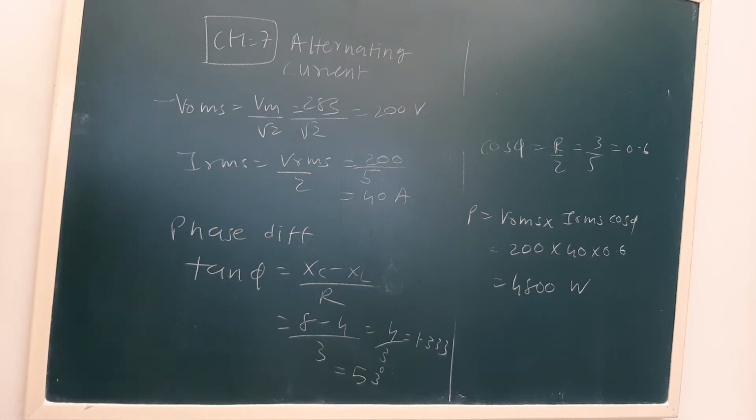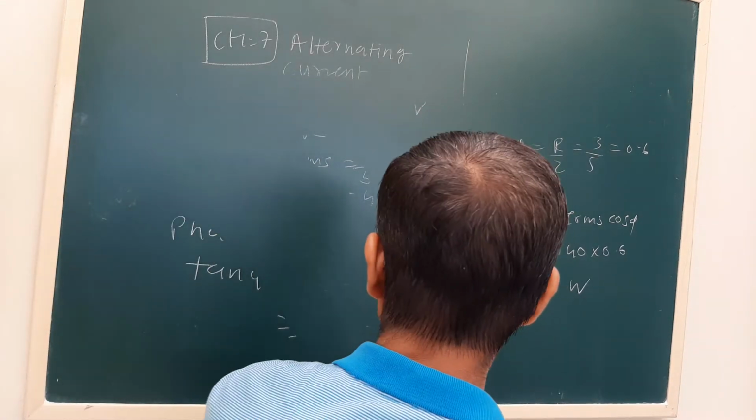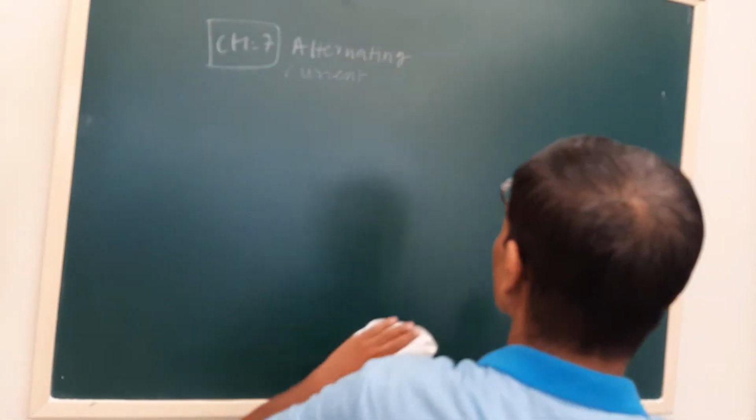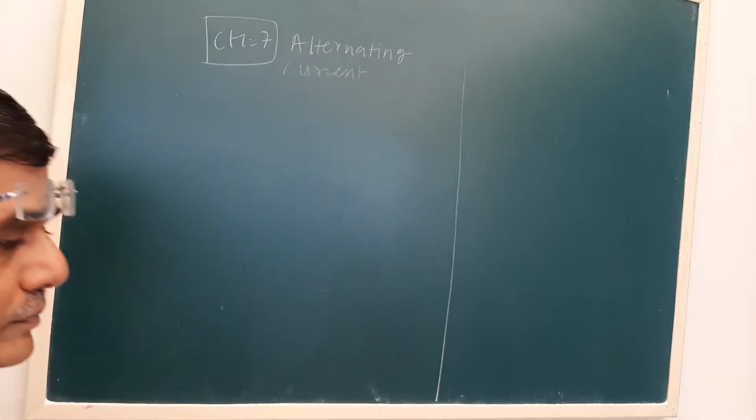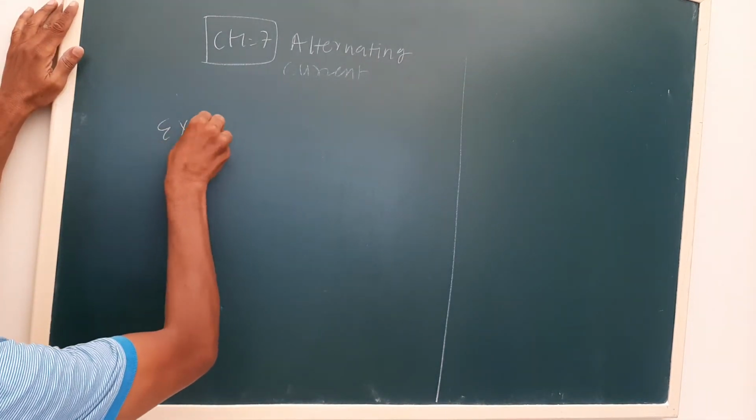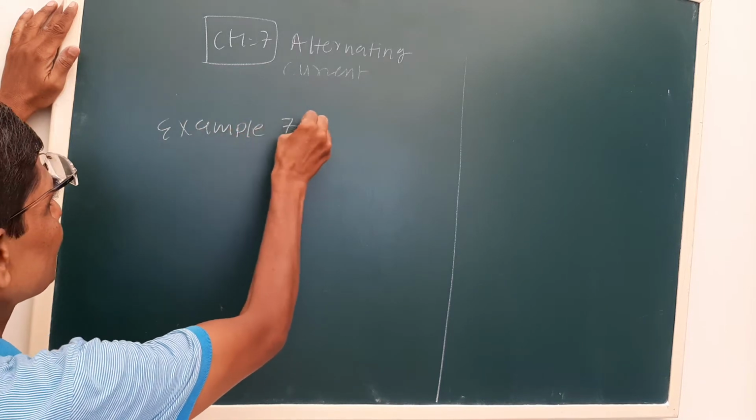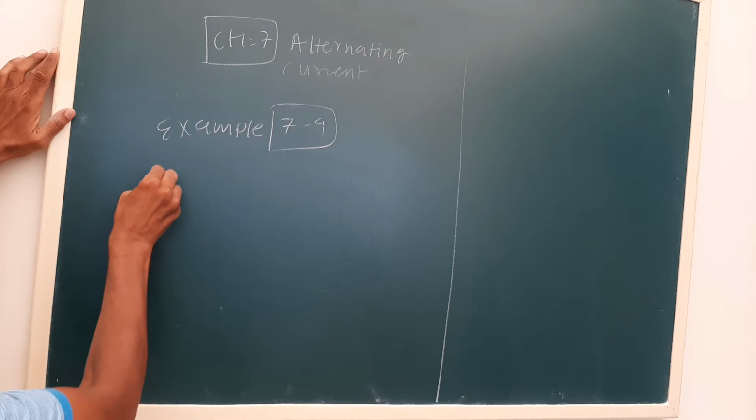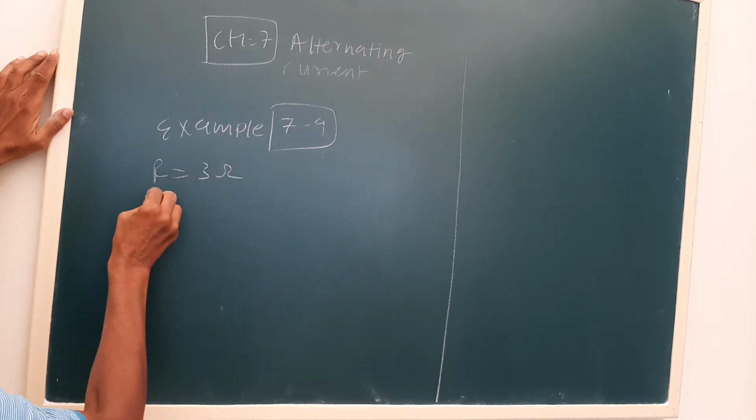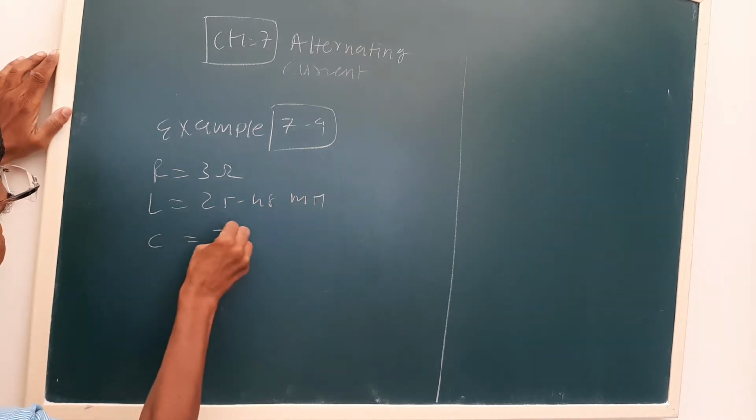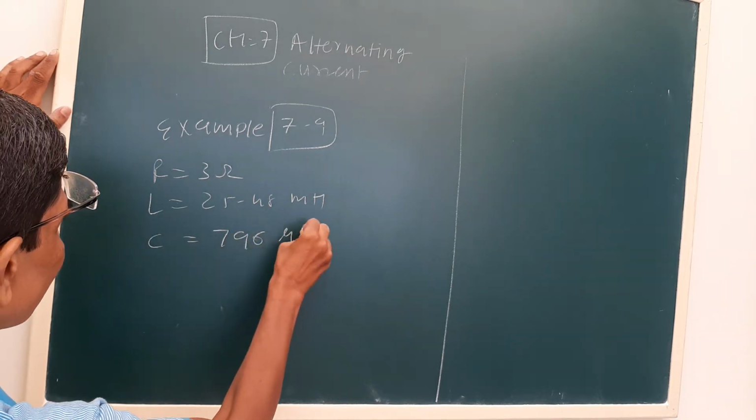Now see, example number 7.9 is a continuation of example number 7.8. So next we have to take example number 7.9. Now see the data remains the same. R is 3 ohm, L is 25.48 millihenry, C is 796 microfarad.